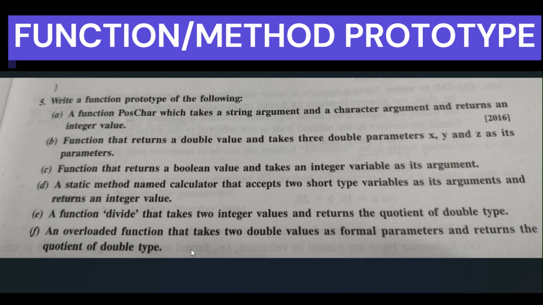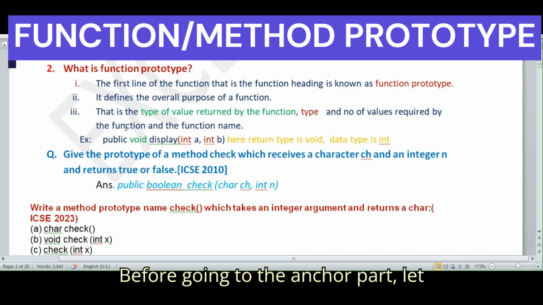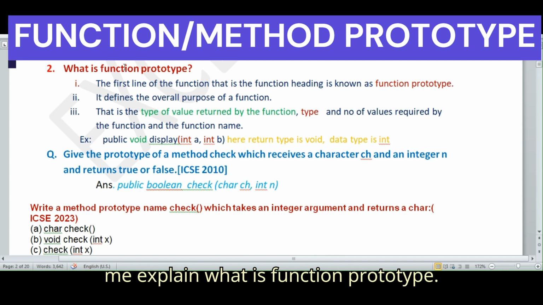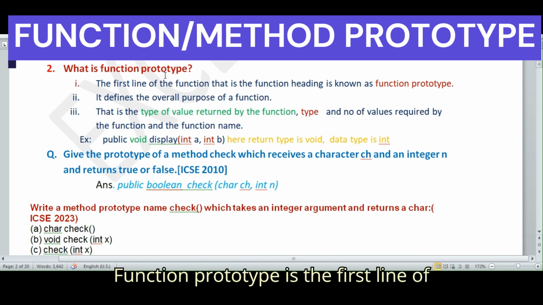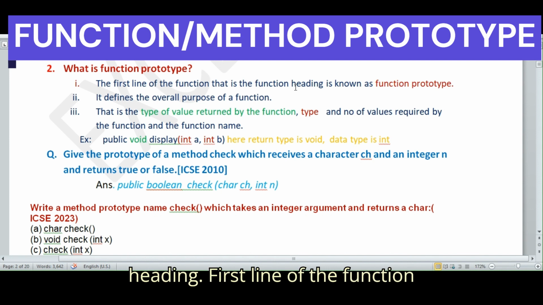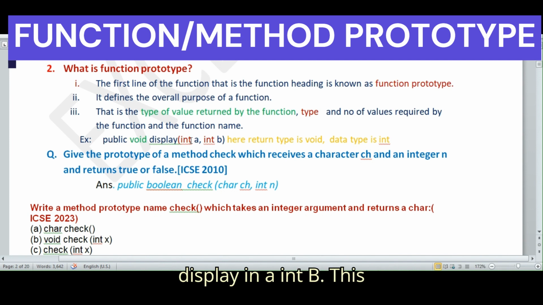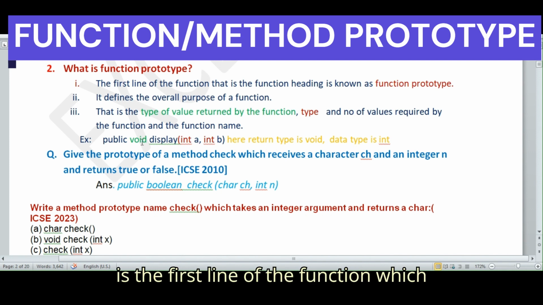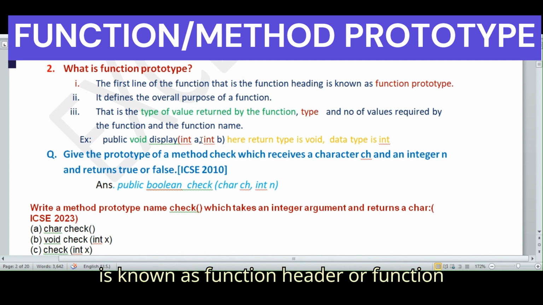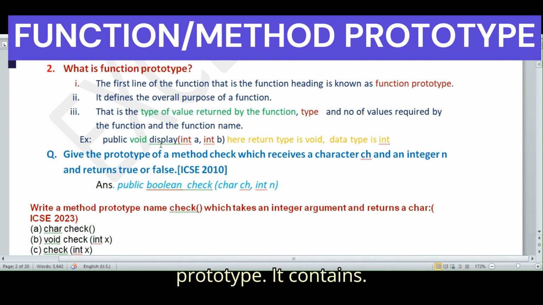Have you written? Let us check the answer. Before going to the answer part, let me explain what is a function prototype. Function prototype is the first line of the function, that is the function heading. First line of the function means this is your public void display(int a, int b). This is the first line of the function which is known as function header or function prototype.